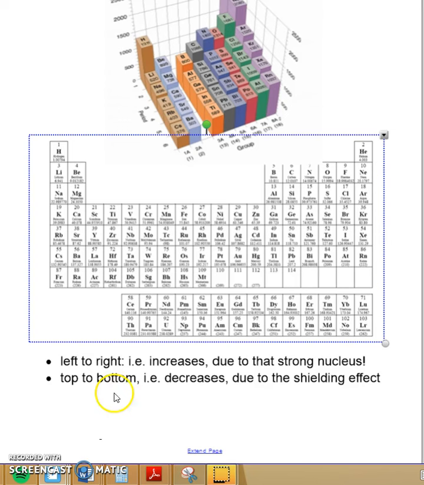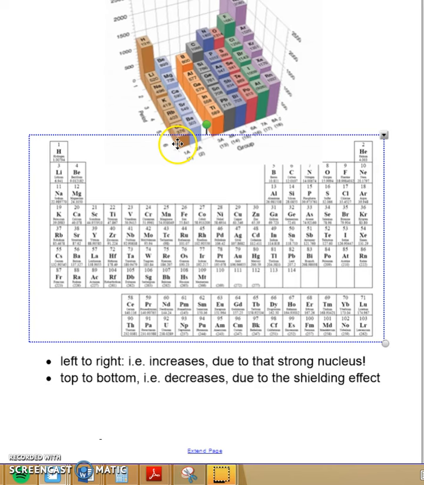Why does that happen? As you move from left to right, that ionization energy increases because the nucleus is getting so strong as you move from left to right. It's really hugging those electrons close. But as you move from top to bottom, that shielding effect of all those extra layers keeps that nucleus from hugging those electrons too closely.